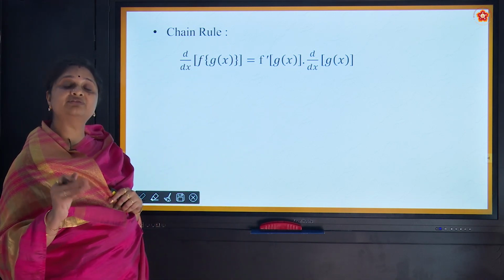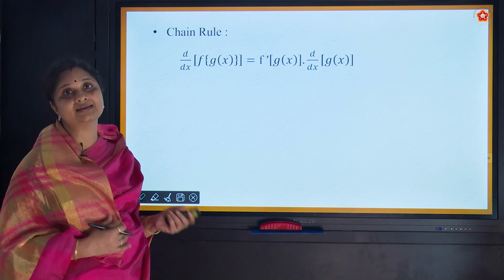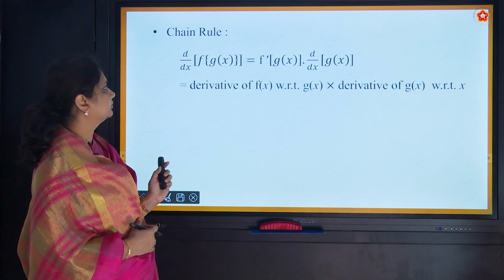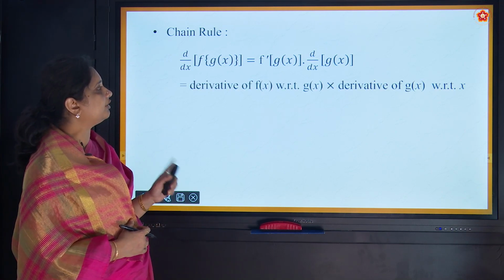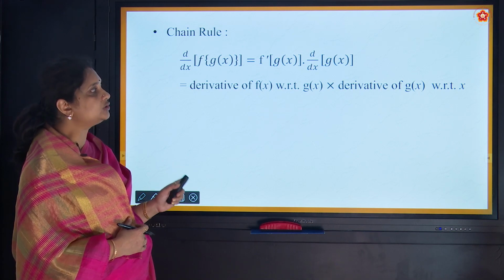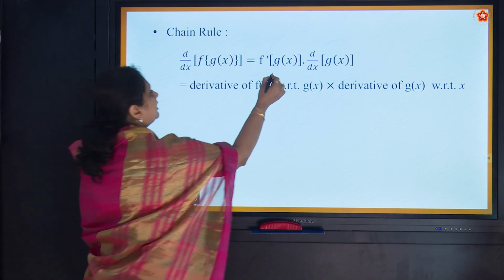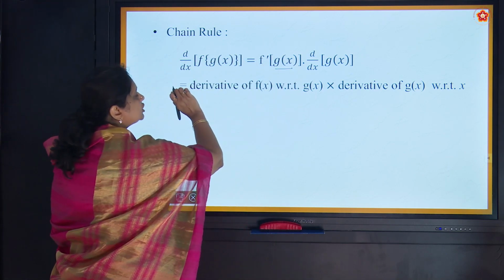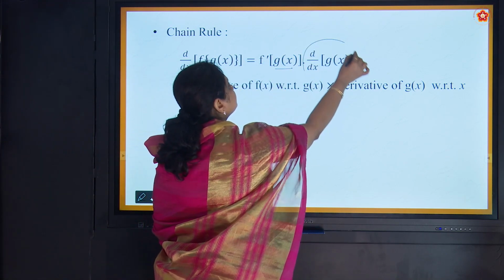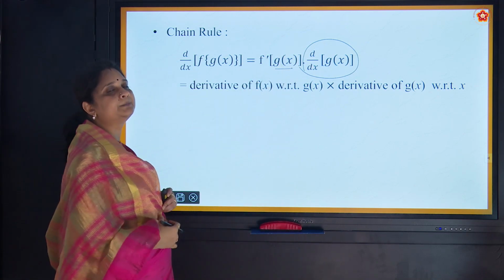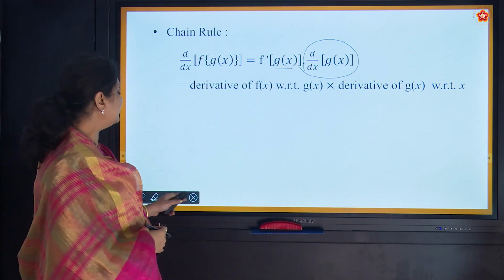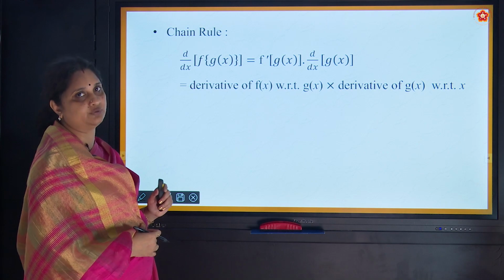When we deal with different types of functions, you will understand better. So derivative of f of x with respect to g of x into derivative of g of x with respect to x. So with respect to g of x, you first differentiate the outer function and then differentiate the inner function. You will know better when we do more examples of this sort.